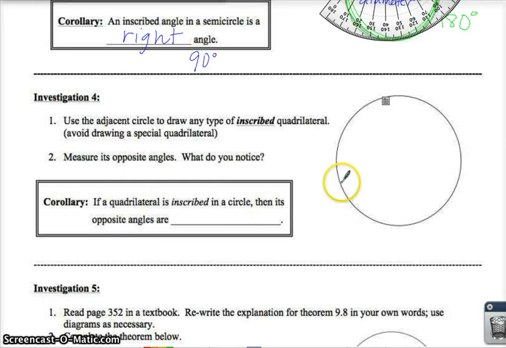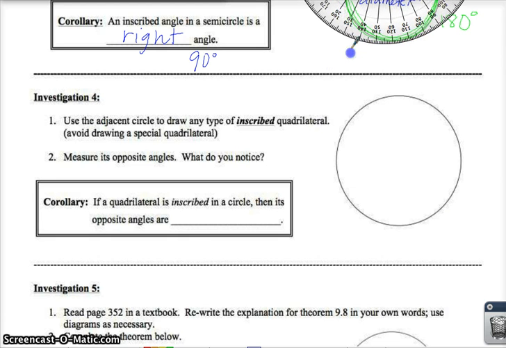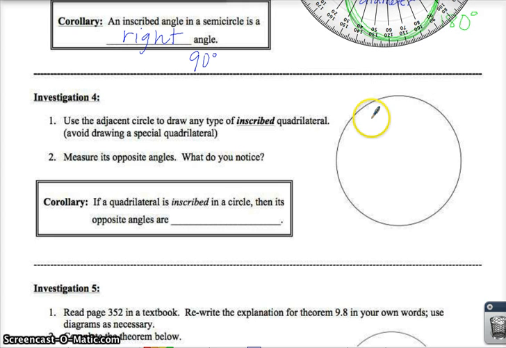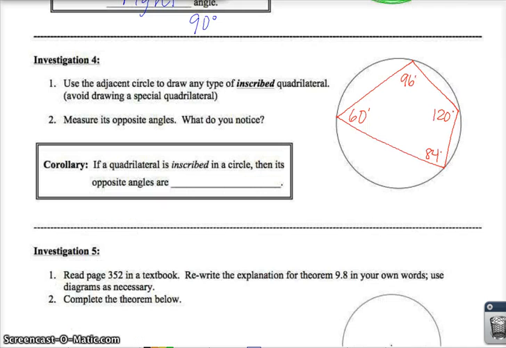Use this circle to draw any type of inscribed quadrilateral. Measure its opposite angles. What do you notice? So I'm going to let you go ahead and do this on your own. So pause, figure it out, and then check your corollary when you're finished.